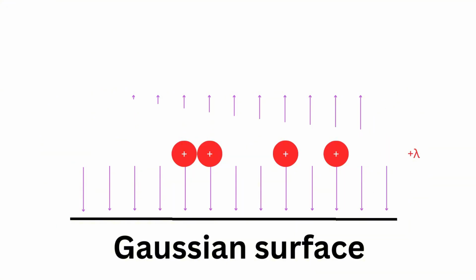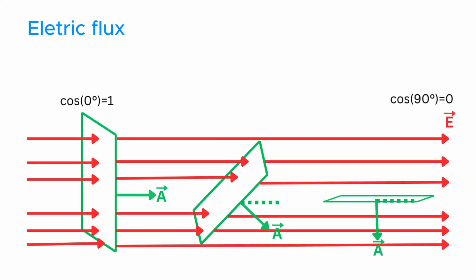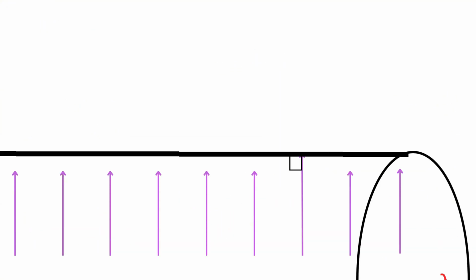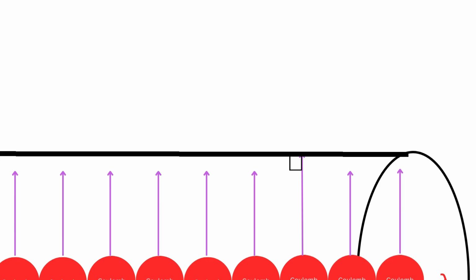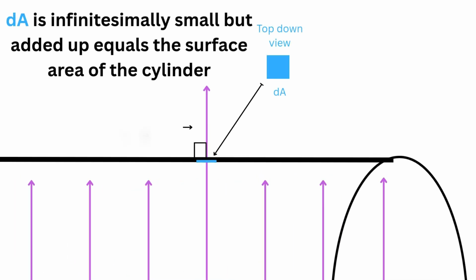Electric flux measures how many electric field lines pass through a surface. It depends on three factors: the electric field strength, the surface area, and the angle between the field and the surface normal. At theta equal to 90 degrees, flux is 0. At theta equal to 0, the flux is maximum. Since the field lines are parallel with the normal vector of the cylinder's curved surface, we have to consider the area of the curved lateral surface as explained before. dA is infinitesimally small, but added up it equals the curved lateral surface of the cylinder.